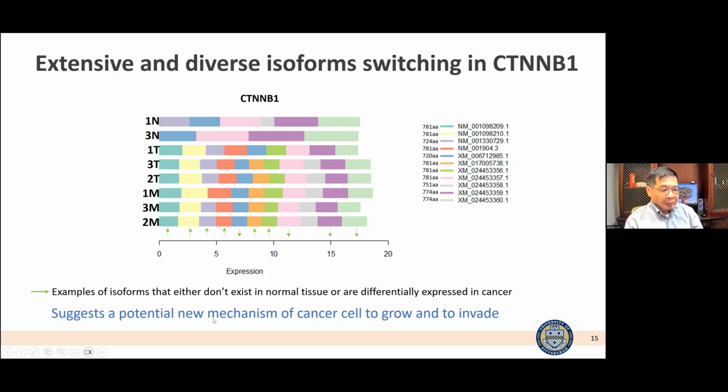So, as a result, gene expression itself may not really tell the whole story. It's too general. You need to go to highly specific things.